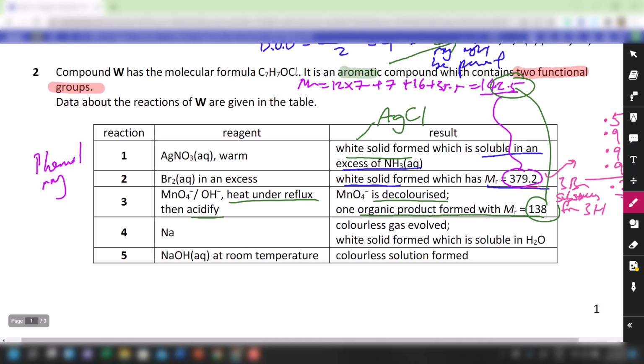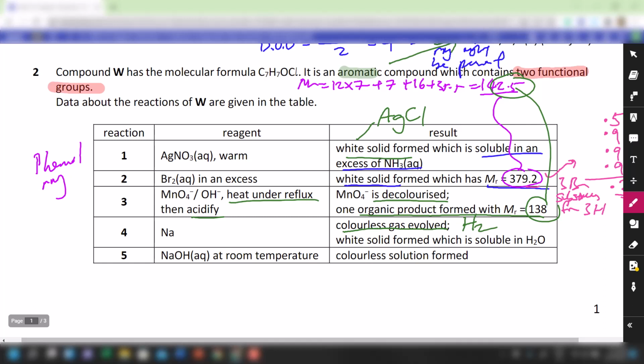So with that, reactions 1, 2, and 3 combined give us a bit of an idea about the structure of our unknown. If you take a look at reaction 4, it's a very simple reaction. You add sodium and then colorless gas evolves, a white solid forms which is soluble in H2O. You would expect this to be a simple acid metal reaction, essentially a redox. In this case, your colorless gas is hydrogen gas.